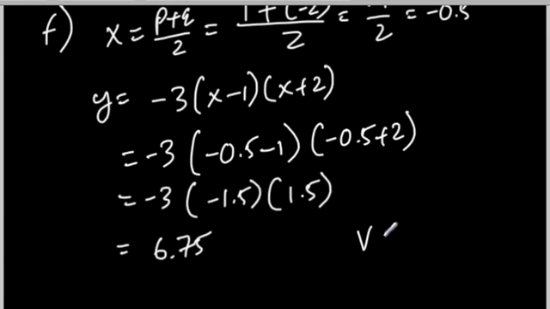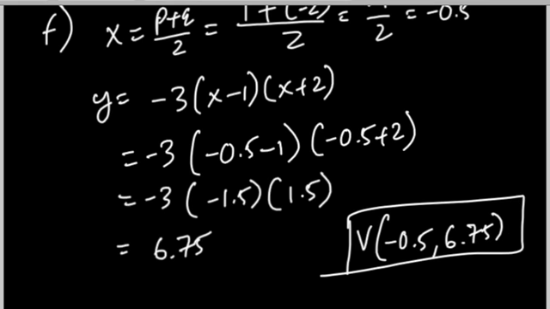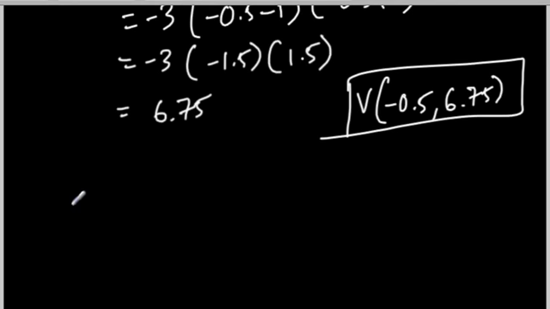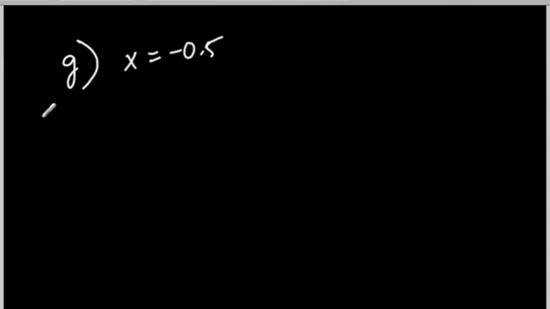Yeah, so our vertex, basically, this is what we want, is negative 0.5 for the x and 6.75 for the y, and that's our solution. Okay, G is find the equation of the axis of symmetry. The axis of symmetry goes through the x coordinate of the vertex, so really it's just x equals negative 0.5.